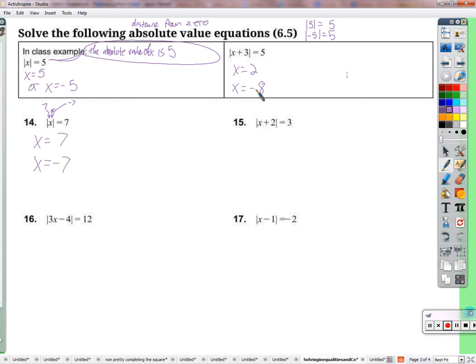X is actually negative 8. Discuss why x can be negative 8. Okay, negative 8 plus 5... Okay, so now who can explain why x could be negative 8? So Tony. Negative 8 plus 3 would be negative 5, and the absolute value of negative 5 is 5. There we go.